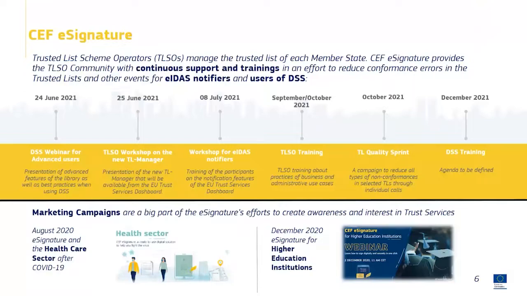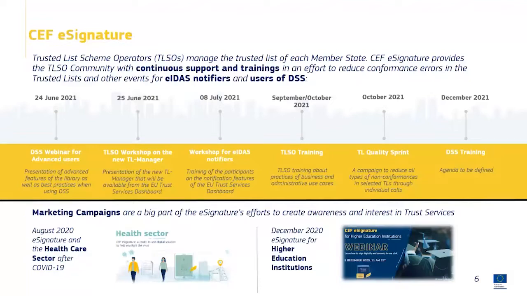Then there will be a workshop for the eIDAS notifiers on the 8th of July. It's a training for all the eIDAS notifiers. So it's the notifiers of the conformity assessment bodies, the notifiers of the qualified electronic signature creation devices, the alternative processes for the certification of the QSCD and so on.